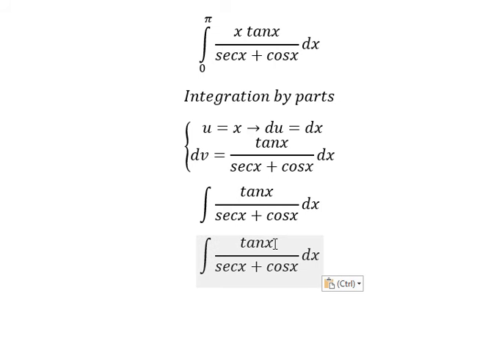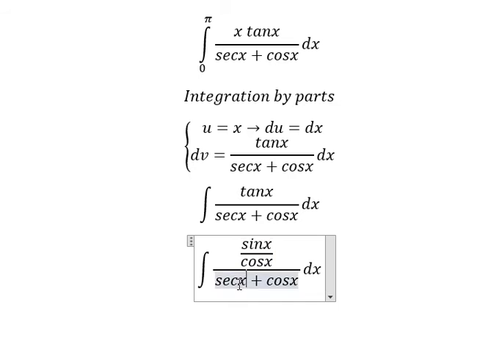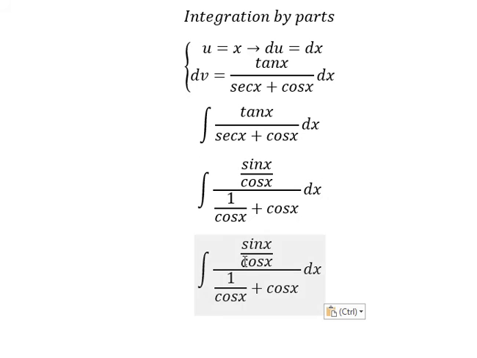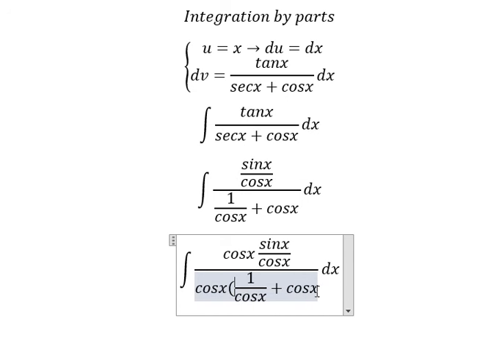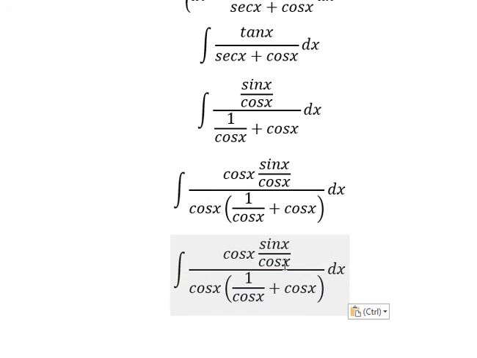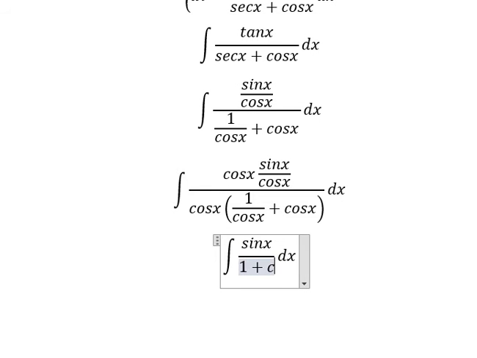So we know that tan s is sine s over cosine s. Secant of s is 1 over cosine s. So in this situation, I will multiply cosine s on numerator and denominator. So this one is sine s. This one is 1 plus cosine s squared.